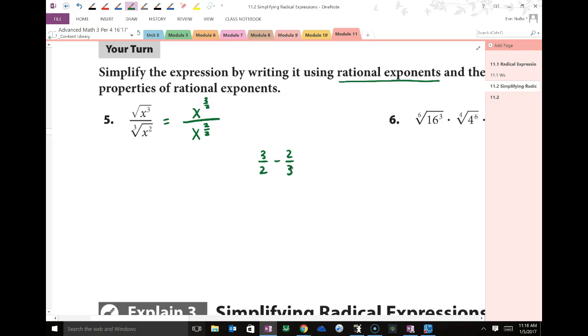Okay, so I need a common denominator, which would be 6. So I'm going to have 9/6 minus 4/6. So that makes 5/6. So what is this equivalent to? X to the 5/6. Now if they wanted this to be in radical form, what would the radical form of this be? All right. Okay, so those two pieces are equivalent depending on which form they're asking for.